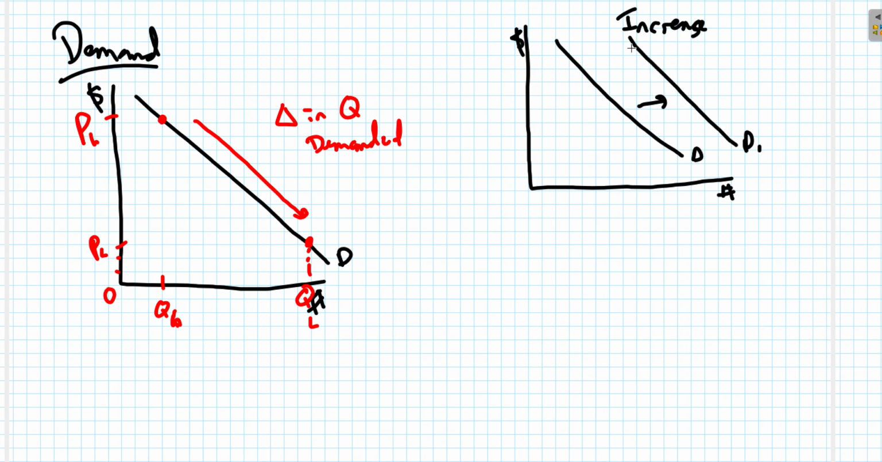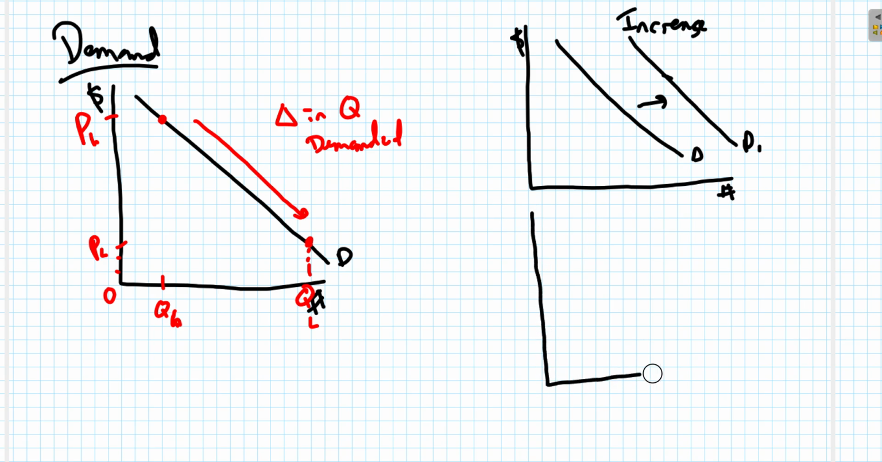Remember, not inferior goods. If substitutes get more expensive, then I'm going to demand more of this thing because I don't want to buy the substitute. And if complements get more inexpensive, peanut butter gets really inexpensive. Hey, let's have some peanut butter and jelly sandwiches. I'll buy more jelly. My demand for jelly will increase.